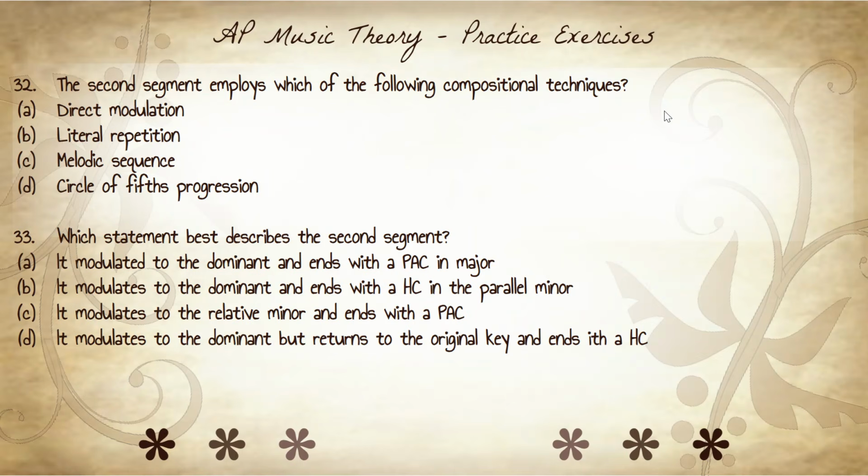A, it modulates to the dominant and ends with a perfect authentic cadence in major. B, it modulates to the dominant and ends with a half cadence in the parallel minor. C, it modulates to the relative major and ends with a perfect authentic cadence. Or D, it modulates to the dominant but returns to the original key and ends with a half cadence. Let us listen to the entire excerpt.